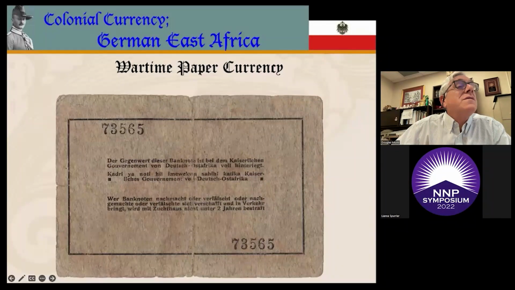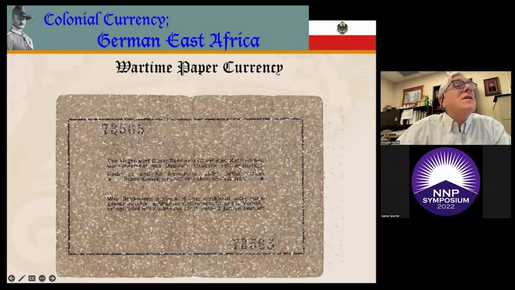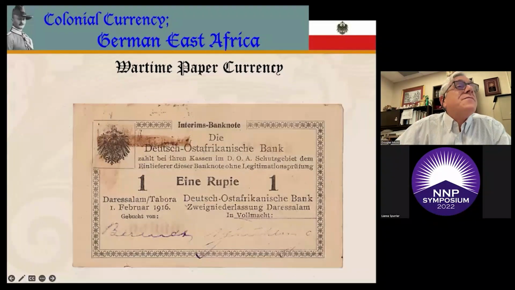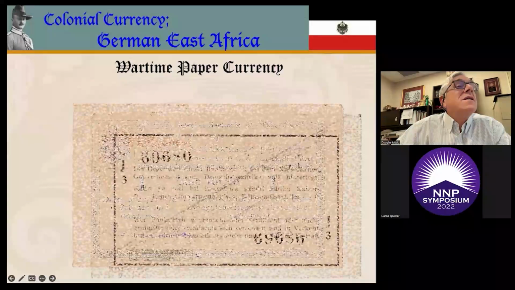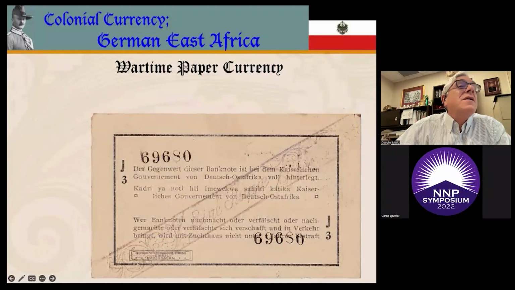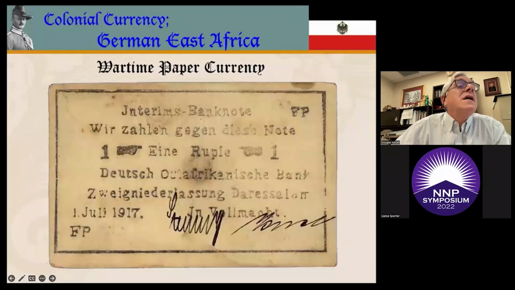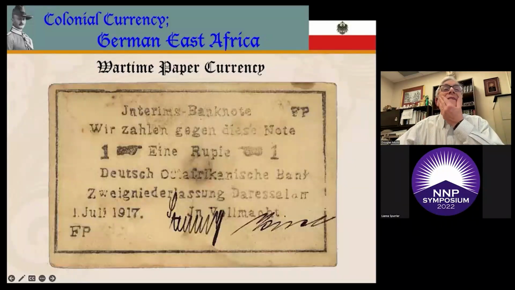Again, simple reverse serial number used to identify each note. Then you have the 1 rupee, which were issued in large numbers. This is the February 1916 issue with the signatures, and it's been counterstamped. And then here's one of the really crude pieces that you get later in 1917.